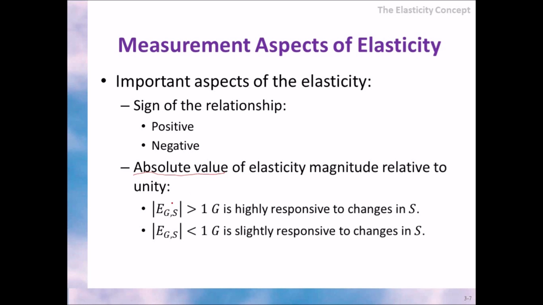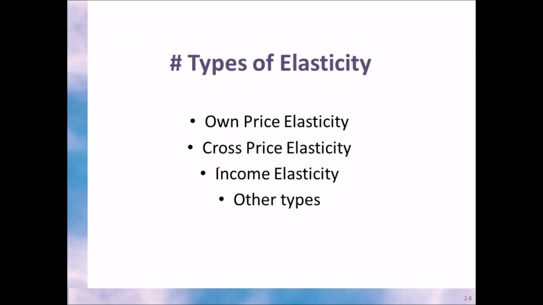So when we want to decide whether it is highly responsive or slightly responsive, we just take the absolute value. We don't take into account whether it is positive or negative. We just look at whether it is more than 1, then it is very responsive. If it is less than 1, it is not very responsive. Remember, last time you learned more specifically about own price elasticity. So we are going to look further into this first type, which we call own price elasticity.